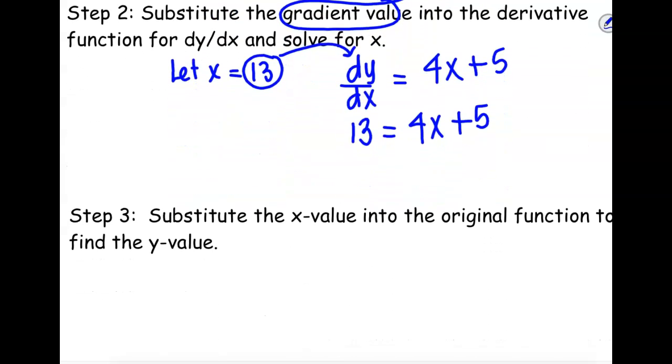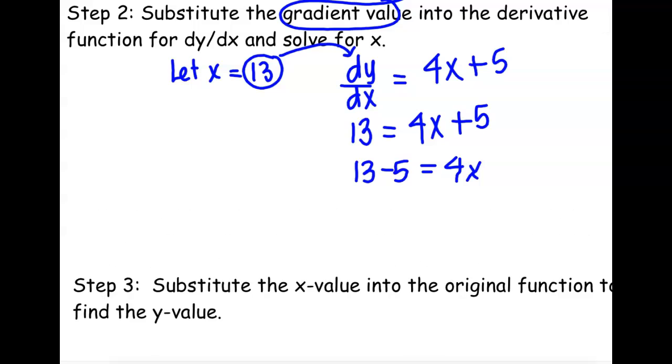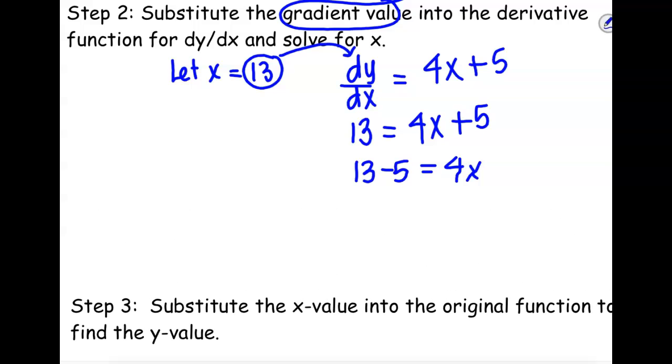All right, so to solve this equation for x, we're going to subtract 5 from both sides. 13 minus 5 is 8. And then divide both sides by 4. So x equals 2. So again, in step 2, you take that gradient value and you substitute it into the dy dx.